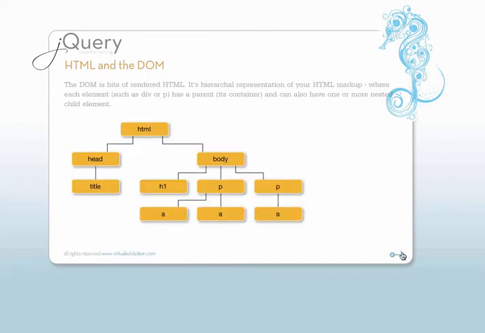jQuery has been designed to integrate seamlessly with HTML and CSS. As you know, the DOM is a standard way of representing objects in HTML that all browser makers agree to follow. A good working knowledge of the DOM will ensure a smooth transition into jQuery. The DOM is what you call bits of rendered HTML. It's a hierarchical representation of your HTML markup, where each element, such as a div or a p tag, has a parent. Its container can also have one or more nested child elements.